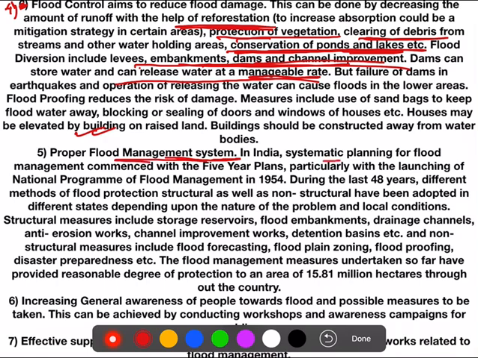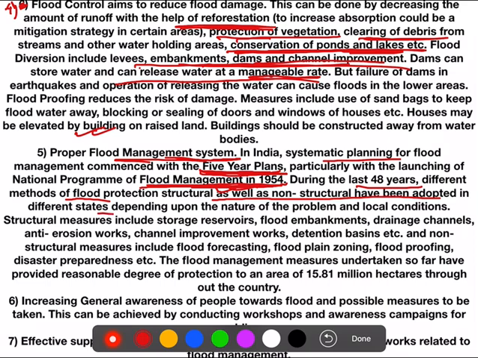So in India, systematic planning for flood management commences with 5-year plans. There are 5-year plans for the management of flood, particularly with the launching of the National Flood Program in 1954. So there is a program, the National Flood Program, that was developed in 1954. In the last 48 years, different methods of flood protection, structural as well as non-structural, have been adopted in different states. So you can read through it.